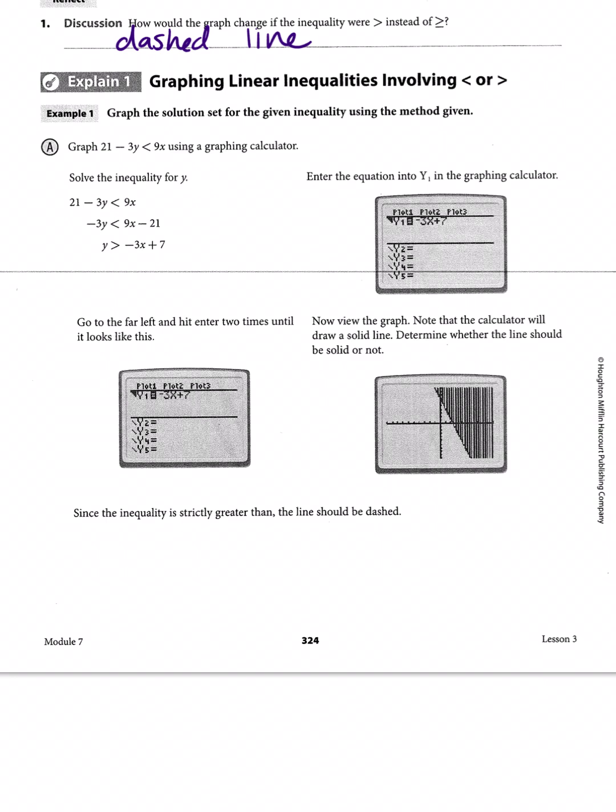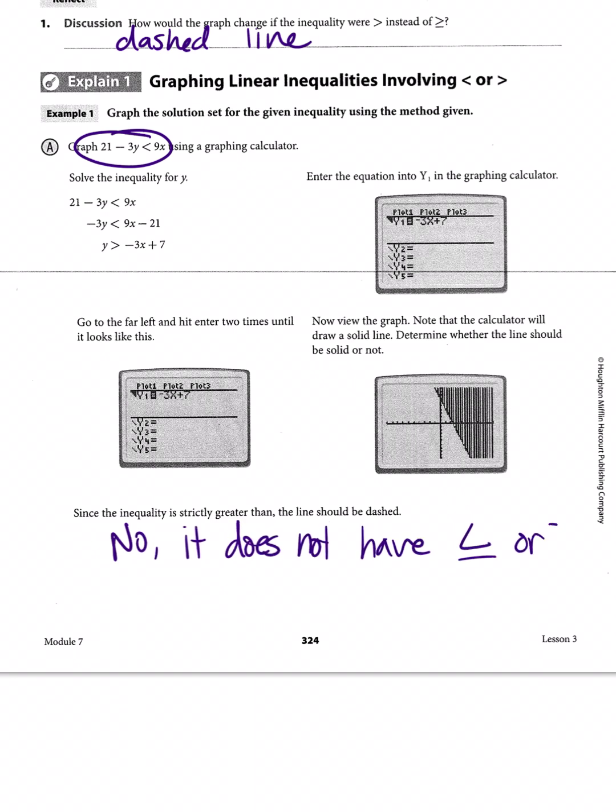Now view the graph. Note that the calculator will draw a solid line. Determine whether the line should be solid or not. So you're going to hit the graph button on the top right, and it's going to show you the shaded graph. Now, looking at the original inequality, back up here, should the line be solid? No. It does not have less than or equal to or greater than or equal to. There's no equal to in it. The line should be dashed.